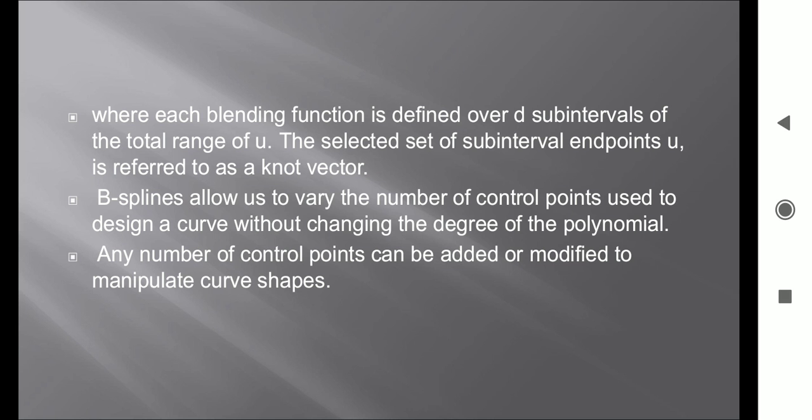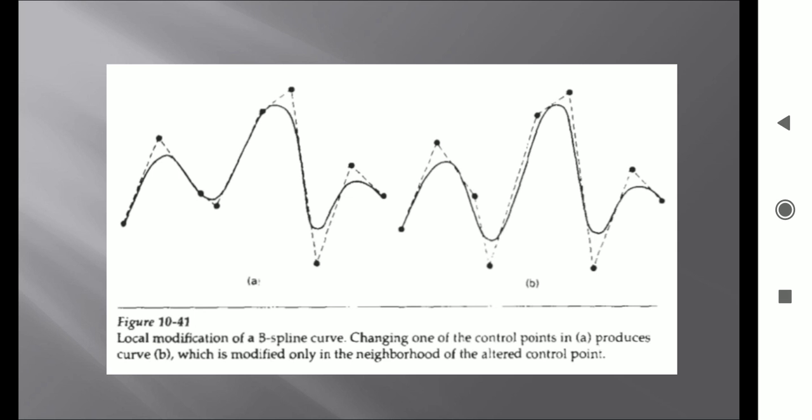So how can we manipulate the curve shapes? The control points can be added or modified to manipulate the curve shapes. So with the control points we can see that the shape of the curve is manipulated. And in the second graph also we see that with the help of control points, if we are manipulating the control points, we can manipulate the position of the graph.